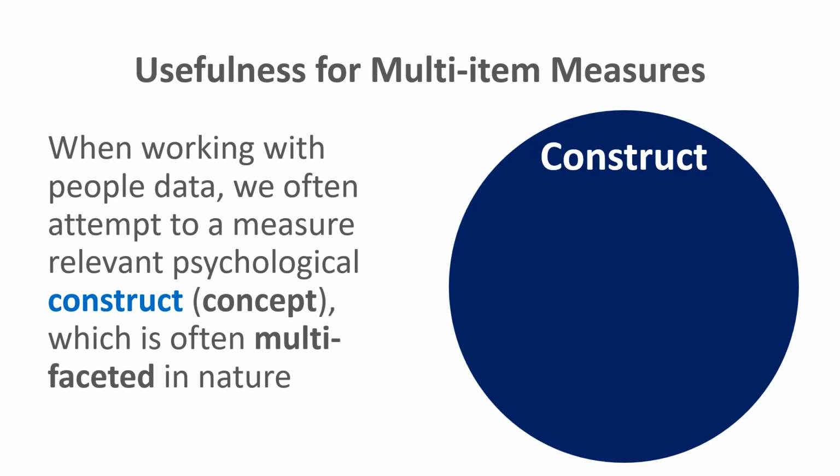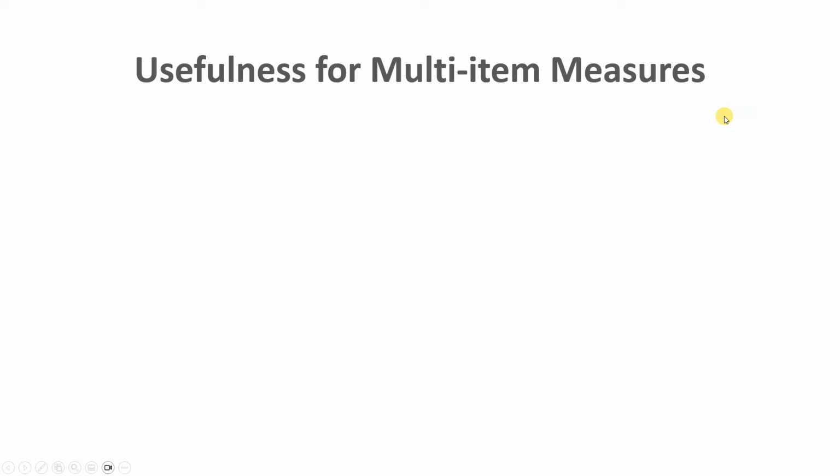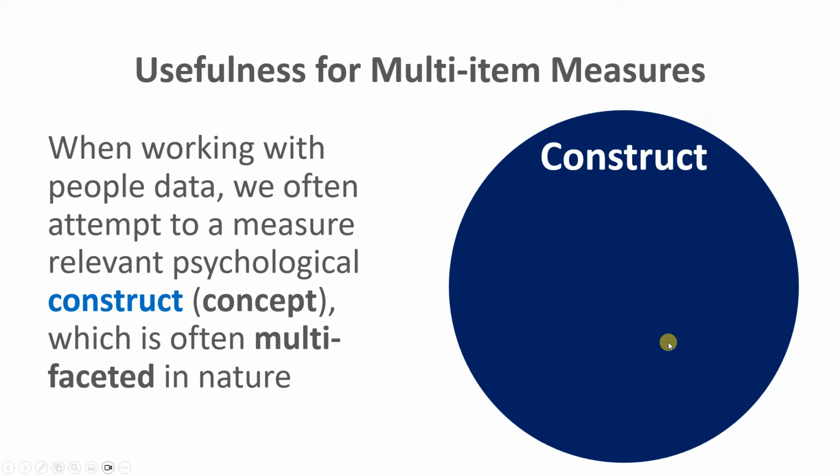Now, CFA is very useful for what we call multi-item measures, meaning measures that have multiple indicators or multiple variables or items. So when working with people data, we often attempt to measure a relevant psychological construct or theoretical construct, which is often multifaceted in nature. And sometimes we refer to constructs as concepts. So over here you can see a circle. This could also be an ellipse or oval shape, because again, circles or ovals represent constructs or theoretical constructs.